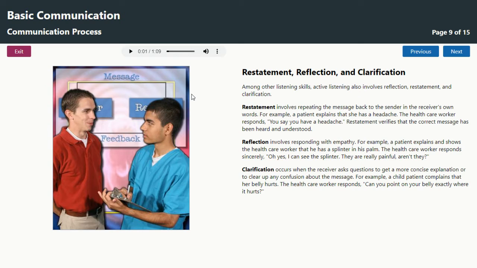Reflection involves responding with empathy. For example, a patient explains and shows the healthcare worker that he has a splinter in his palm. The healthcare worker responds sincerely, "Oh yes, I can see the splinter. They're really painful, aren't they?" So from this one, you need to know that reflection is an active listening technique that involves empathy.